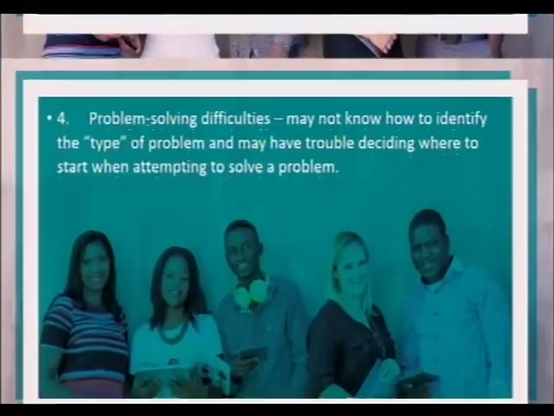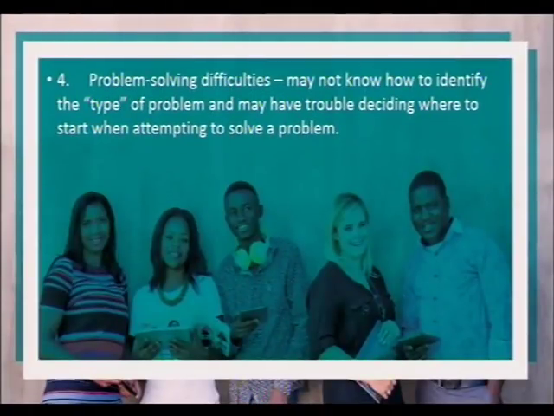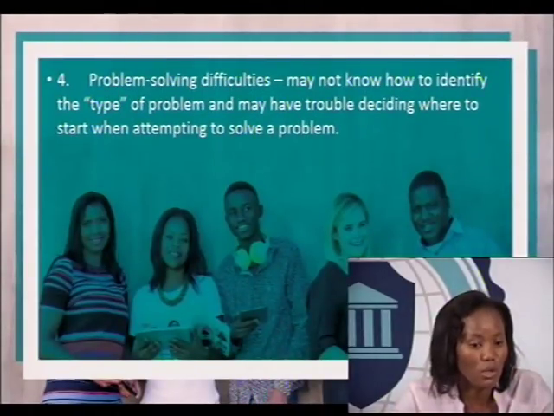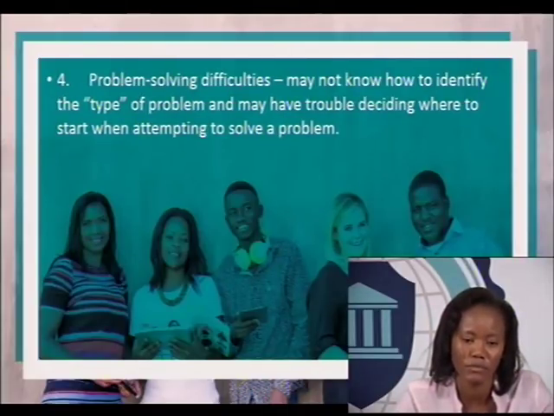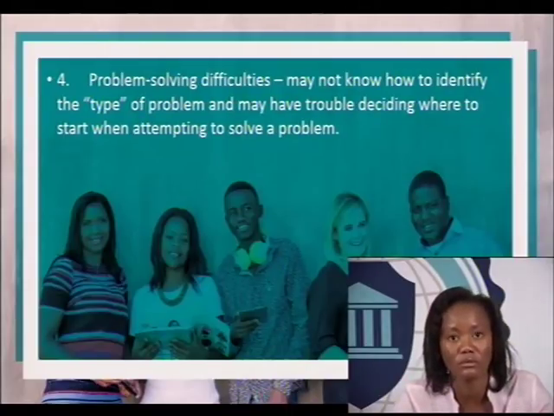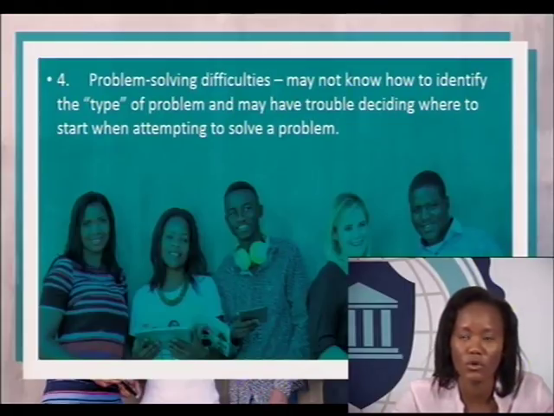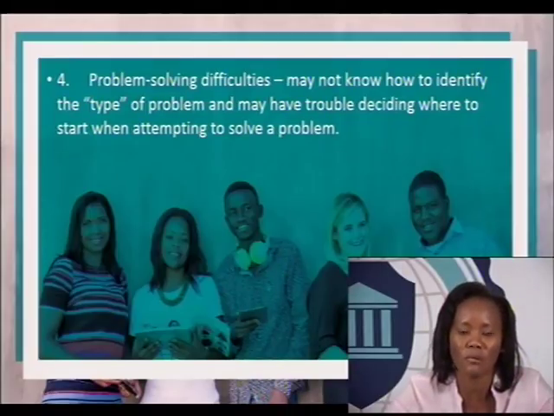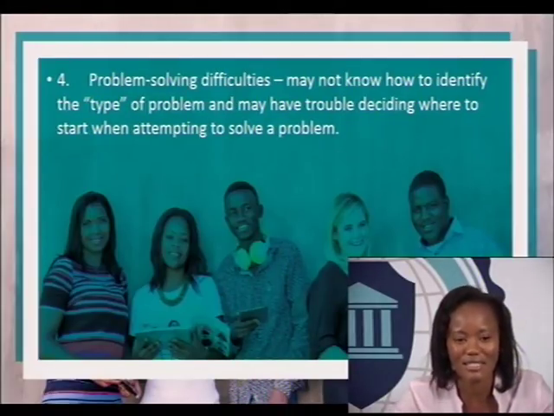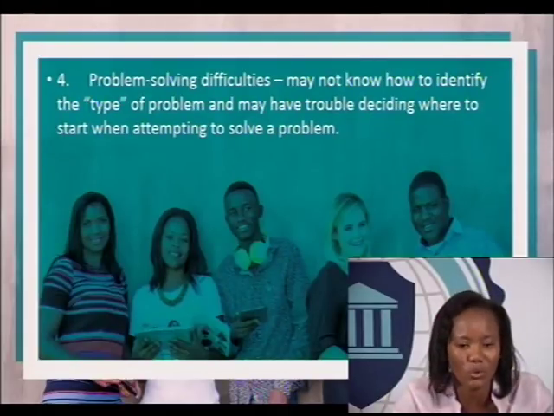You understand? Number 4, problem-solving difficulties. Children may not know how to identify the type of problem and may have trouble deciding where to start when attempting to solve a problem. You give them a problem that requires the BODMAS method. They will not know that here they need BODMAS to solve this. You understand? It's a problem-solving difficulty. They don't know how to solve problems, or where to start solving such problems.